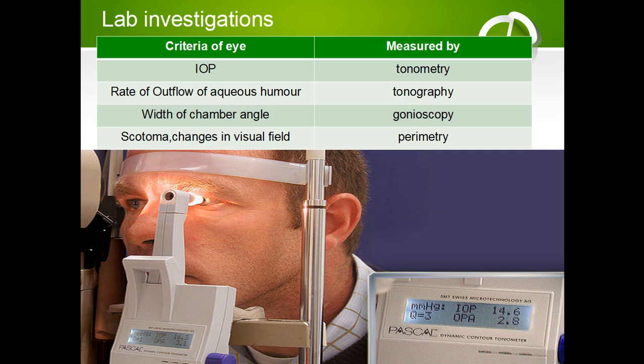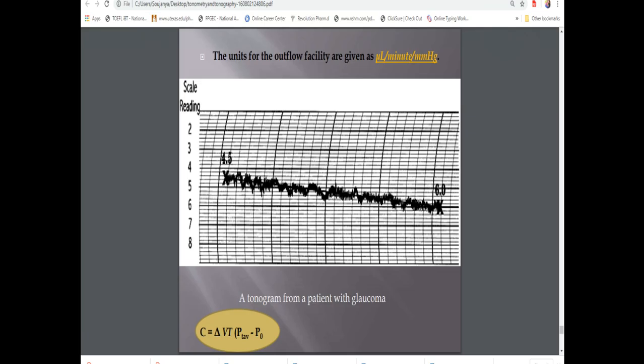Coming to the lab investigations, the intraocular pressure of the eye is measured by tonometry. The rate of outflow of aqueous humor is measured by tonography. The width of the chamber angle is measured by gonioscopy. And scotoma, any changes in visual field, is observed by perimetry. So this is a tonogram from a patient with glaucoma. The units for the outflow facility are given as microliters per minute per mmHg.